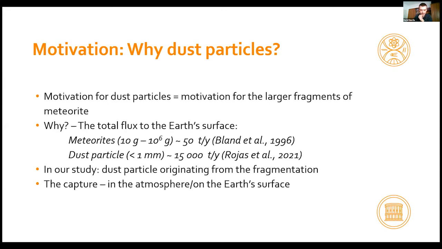While the total flux of meteorites to the Earth's surface in a given interval is several tens of tons per year, the total flux of dust particles is several thousands or 10,000 tons per year. Then the dust particles represent the primary component of the total flux of interplanetary material to the Earth.